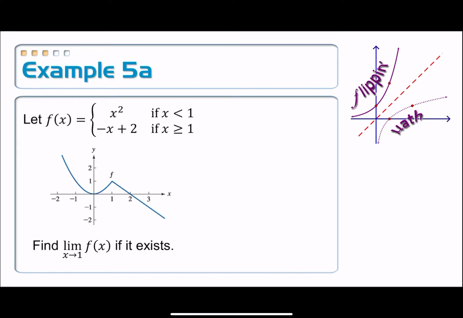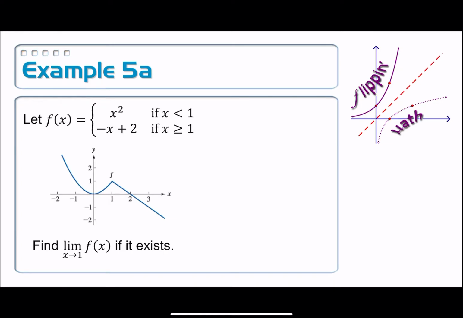On example 5, let f of x equal the piecewise function x squared if x is less than 1, and negative x plus 2 if x is greater than or equal to 1. And we have a nice nifty little graph there for us. The question asks us to find the limit as x approaches 1 of f of x, if it indeed exists.